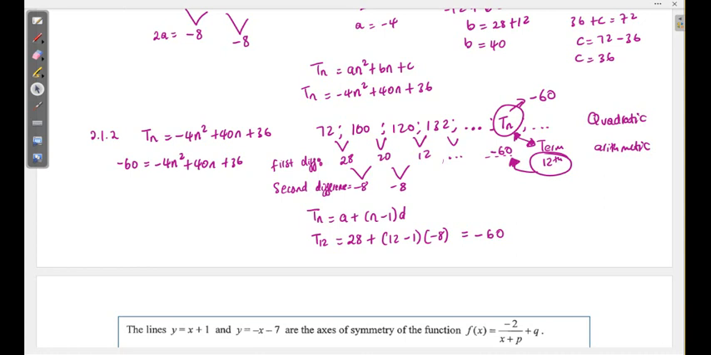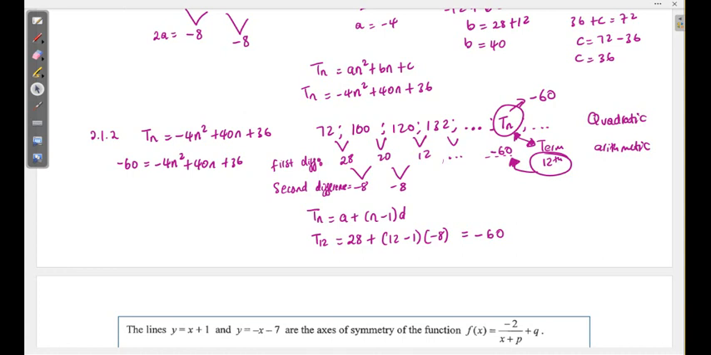Okay. So from my understanding, you used the arithmetic sequence for the first differences to be able to find the value. So 28 was the first term. Then where did the 12 come from? It's T12, the position. The negative 8 was the difference between them. And then you found the value of negative 60. Then why are you equating it to the general formula of the whole thing?